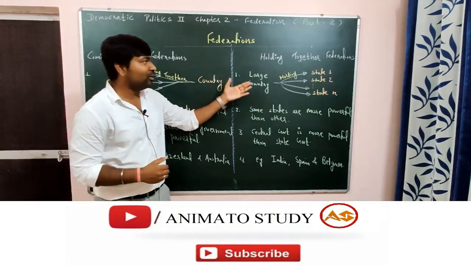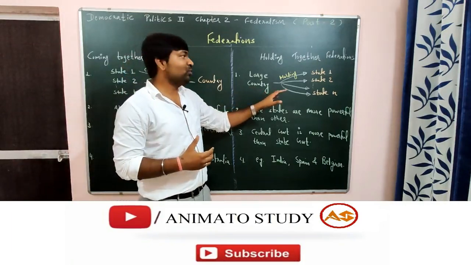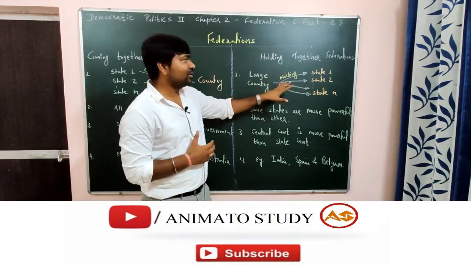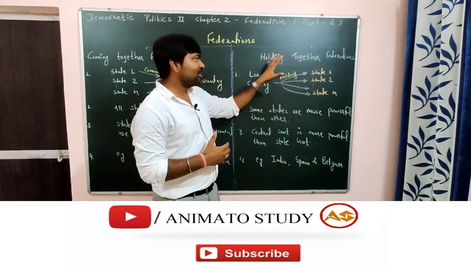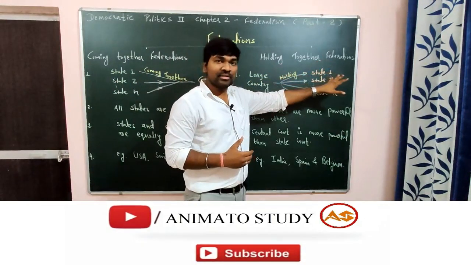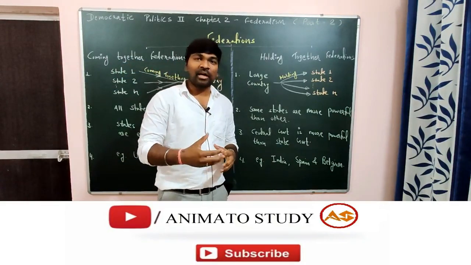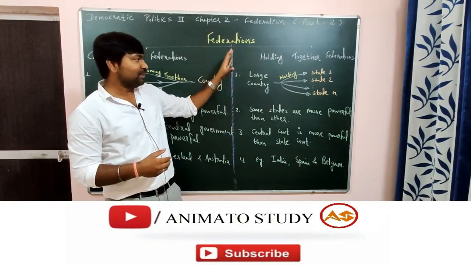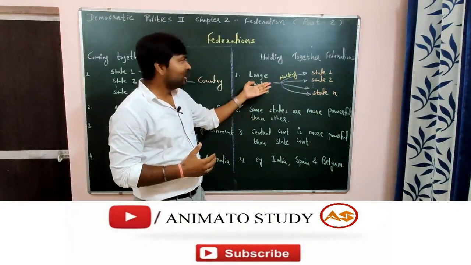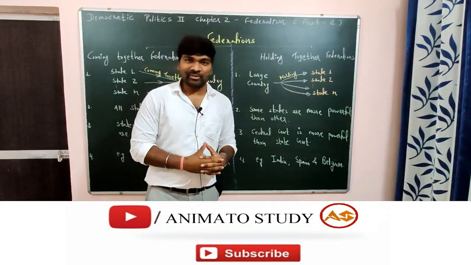But if you see holding together federations, here already one country is there which is divided into multiple smaller states. So you can see that this country is holding all these states together so that they can be united. This model of power sharing is known as holding together federations, where one particular country shares its power between the central government and the state governments, and the big country is divided into smaller states, holding all these states together. So this is known as holding together federation.